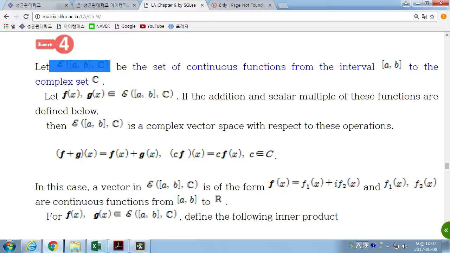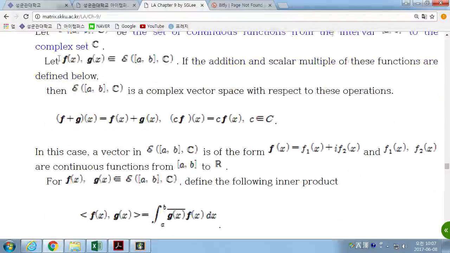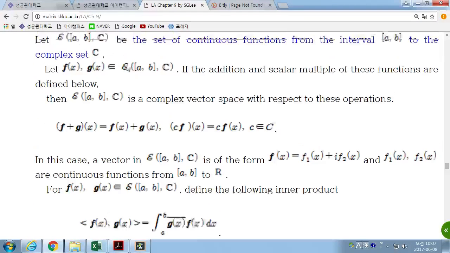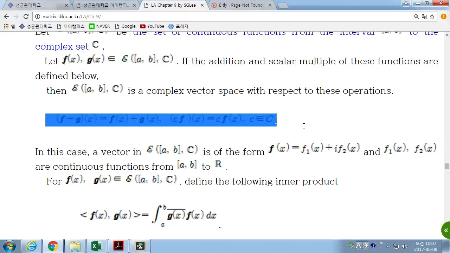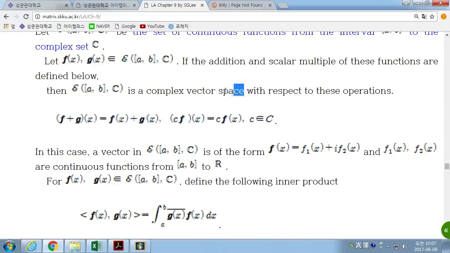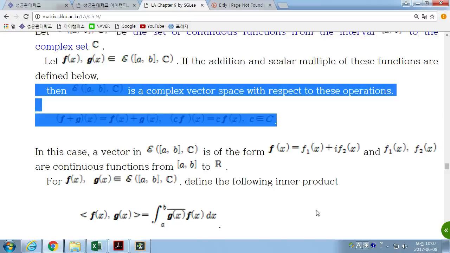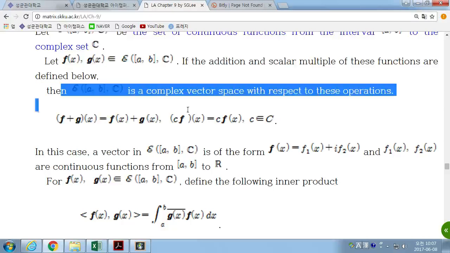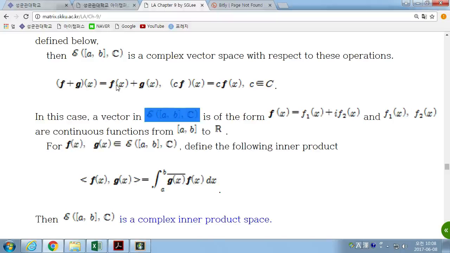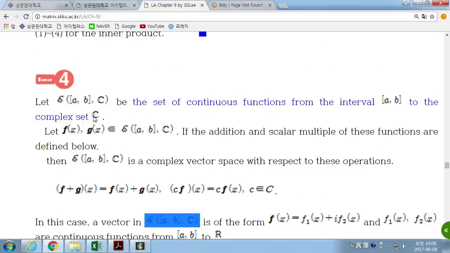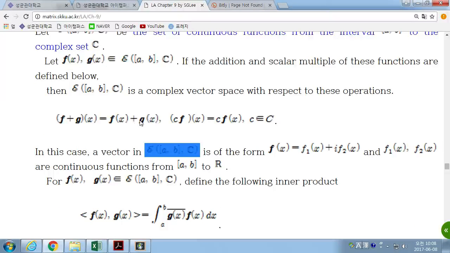Continuous functions from an interval to the complex numbers C: the set of continuous functions. We can choose two vectors from this vector space. If we define vector addition and scalar multiplication like this, then this forms a complex vector space with these two operations. It satisfies the two basic properties and the 8 operational properties. In this case, these are in C, so these can be complex numbers.